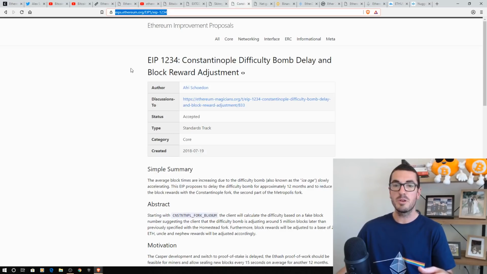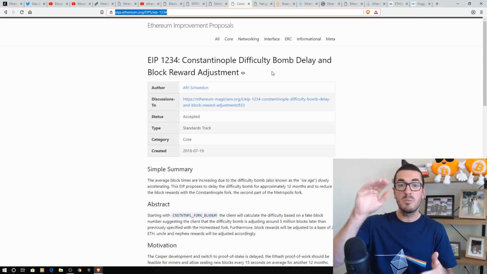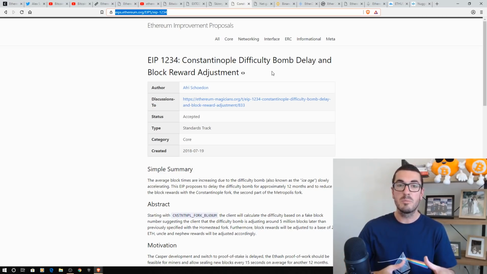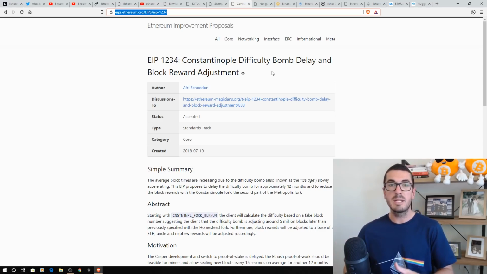The next one is 1234, and this is the difficulty bomb, or the ice age, that we've spoken about before. Ethereum always had on its roadmap to move to proof of stake in the future. Now, like a lot of projects, they're behind on their roadmap, and the difficulty bomb is going to kick in where it just gets too difficult for miners through that proof of work algorithm. So they have to delay that happening so that we can continue using proof of work until they're ready to make that switch to proof of stake in the future.